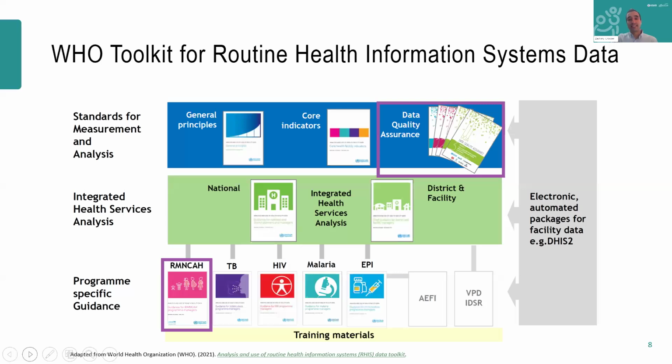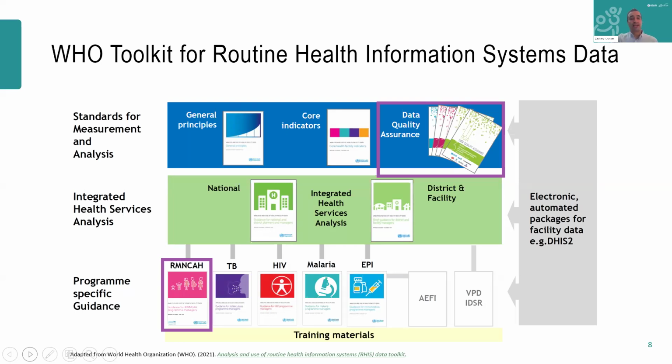The toolkit consists of 3 types of resources. First are the resources that are displayed at the top of this graphic. These resources are for standards for measurement and analysis of RHIS, including general principles, core indicators and metadata, and the Data Quality Assurance Toolkit, which we'll be looking at a little bit later today.